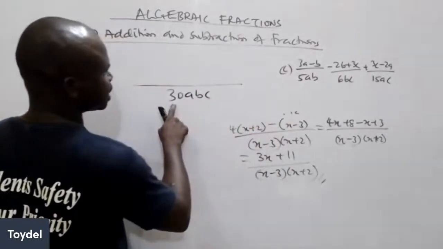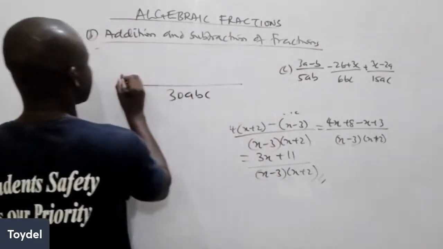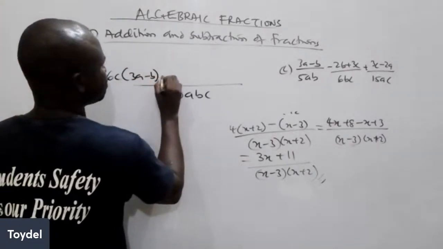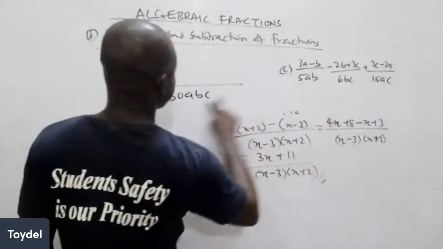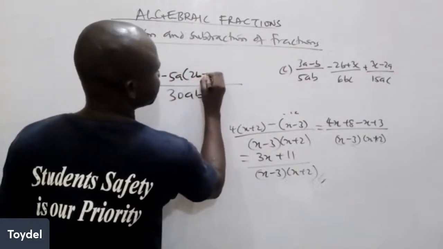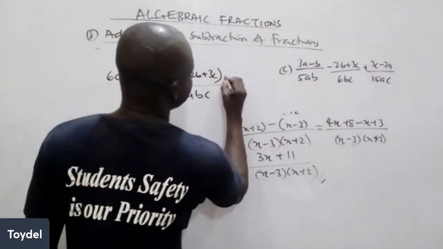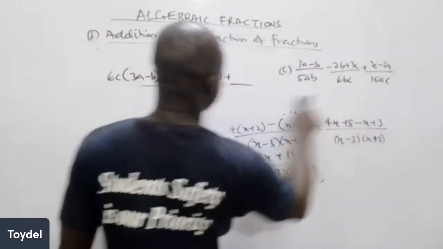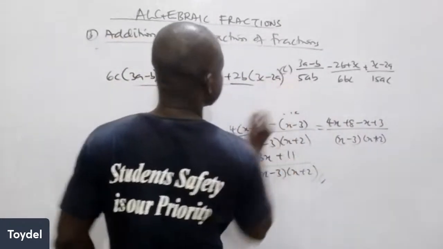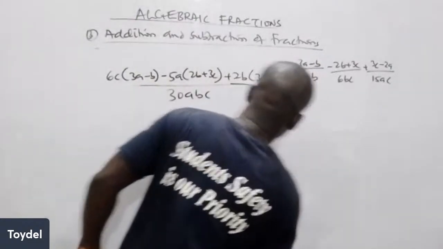5 in 30, that's 6. 6AB, that will be 60. I'm going to have 60 multiplied by 3A minus B. Then minus 6 here, that will be 5A into bracket 2B plus 3C. Then plus here 15, that will be 2B into bracket 3C minus 2A. That's what we are going to have.